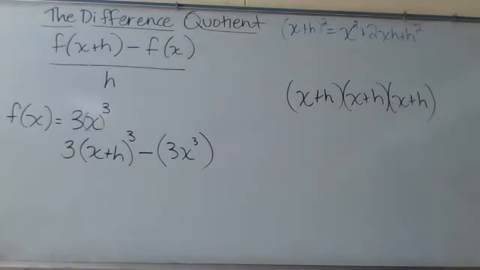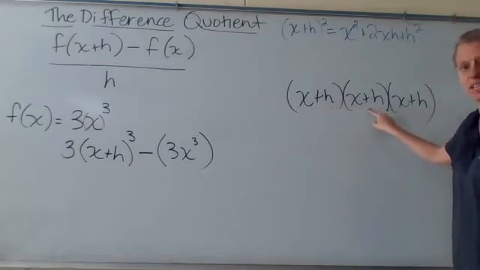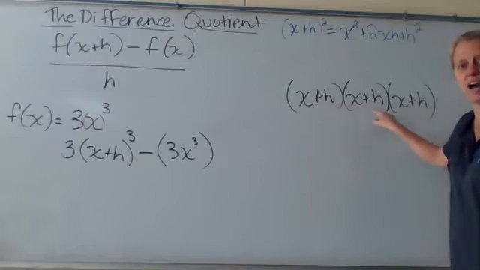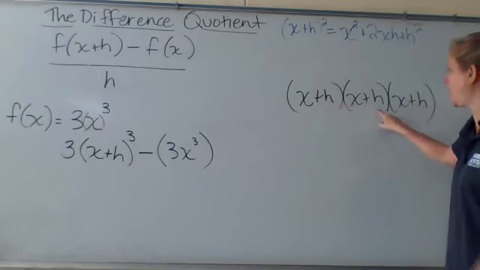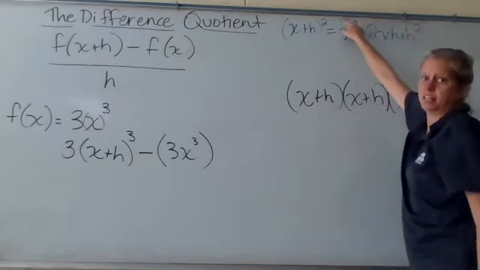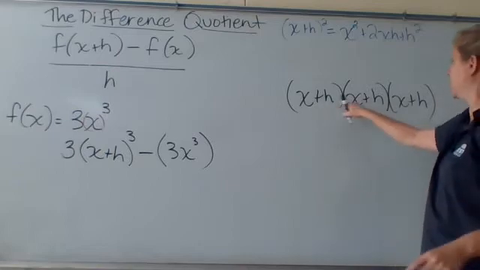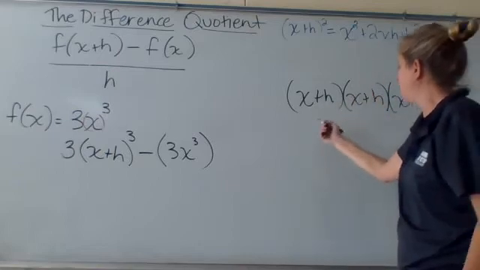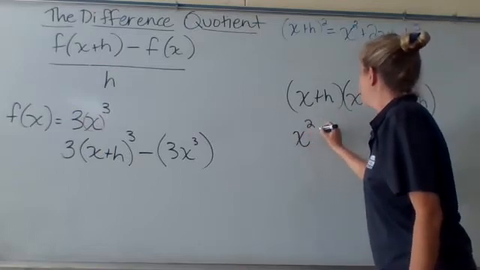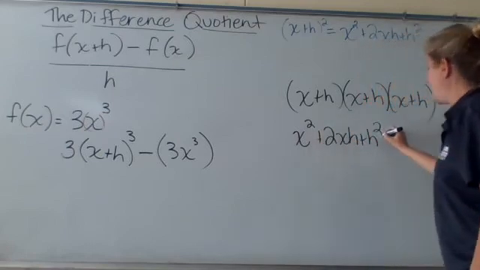Because there's what x plus h to the third power means. But remember, we've already done x plus h times x plus h, right? That's what we got when we did x plus h squared. What did this end up being? It ended up being this. So that's the first part. x plus h times x plus h gave me x squared plus 2xh plus h squared.